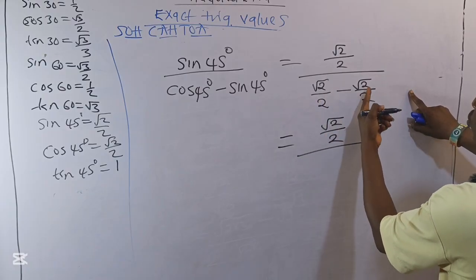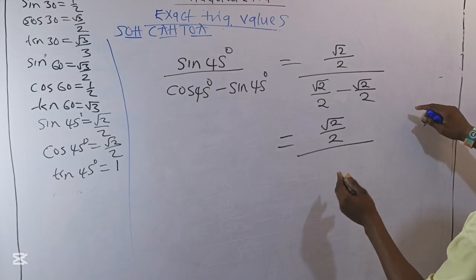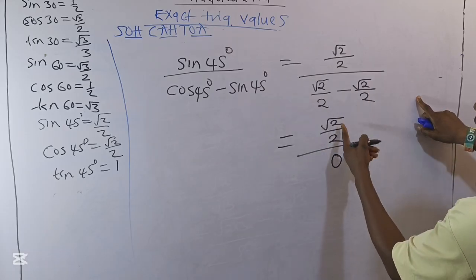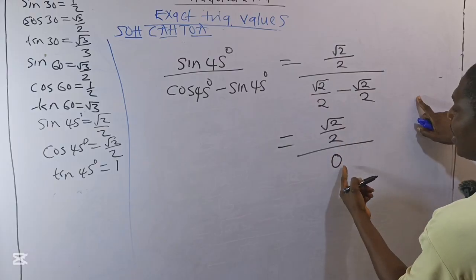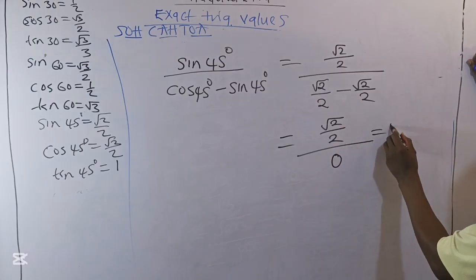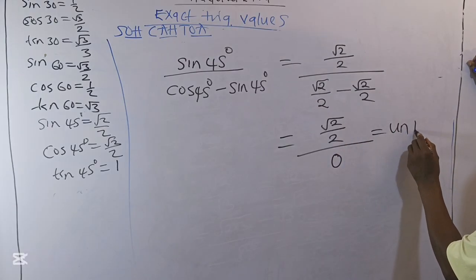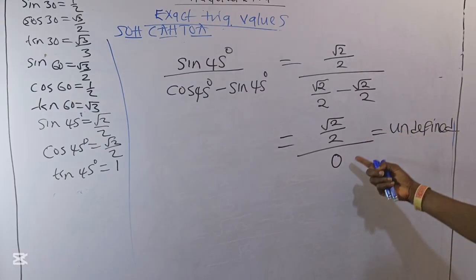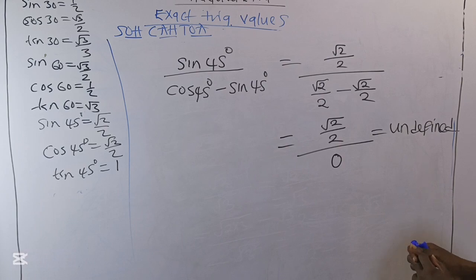But root 2 over 2 minus root 2 over 2 will give me 0, because anything subtracting itself is what? 0. So I have 0 here. And root 2 over 2 divided by 0 will give me what? An undefined what? Expression. So this is what? Undefined. Why? I have 0 at my denominator, so I can't do anything. It's what? An undefined what? Expression.